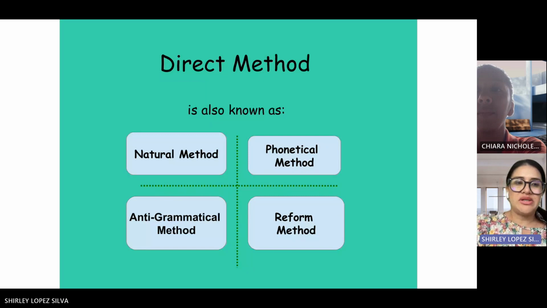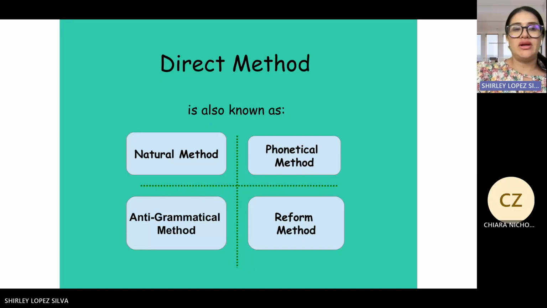Well, it's important to mention that the direct method has different names too. It's also known as the natural method, phonetic method, anti-grammatical method, and reform method.